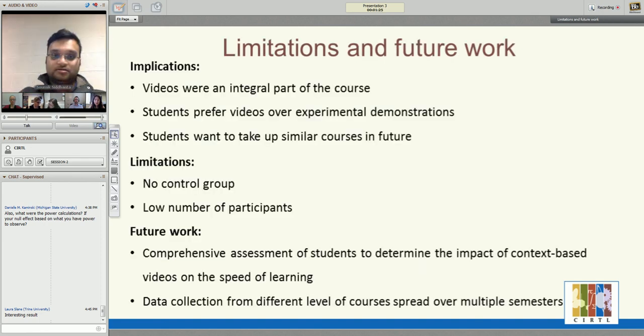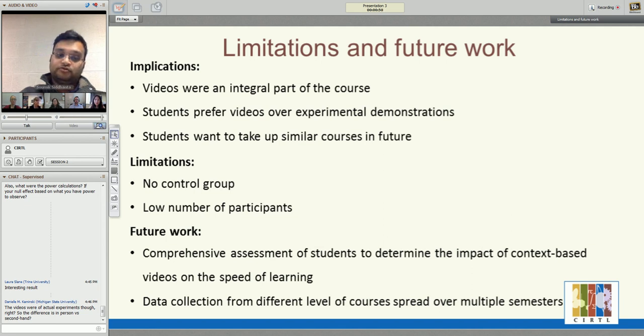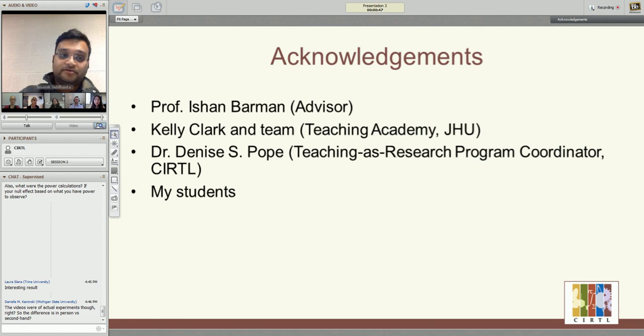So the implications of attempting this kind of learning technique are that the students thought the videos were an integral part of the course, students preferred videos over experimental demonstration, and students also wanted to take similar courses in the future. In terms of limitations, there was no control group to study the effect of these videos, and there was a low number of participants. In the future, it will be interesting to see, through comprehensive assessment of students, whether this kind of technique is useful for student learning.